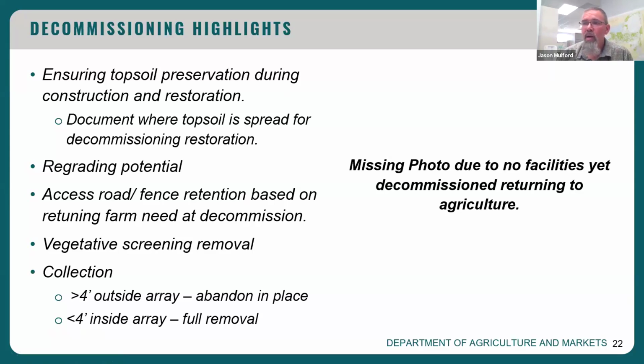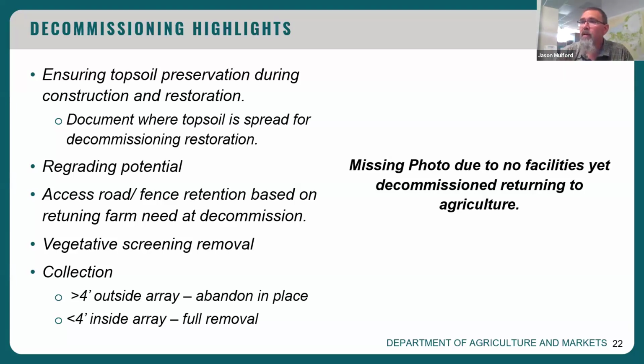And where, at construction, was the topsoil being spread? If those records were retained, can we put that back and say where the roads were or where the transformers were, or do you have to bring in invasive-free topsoil? What's the regrading potential? We do have significant grading on some of these sites. And is it necessary to put it back, or is it better for the ag producer to leave as is? That's something we're gonna have to deal with at this time.